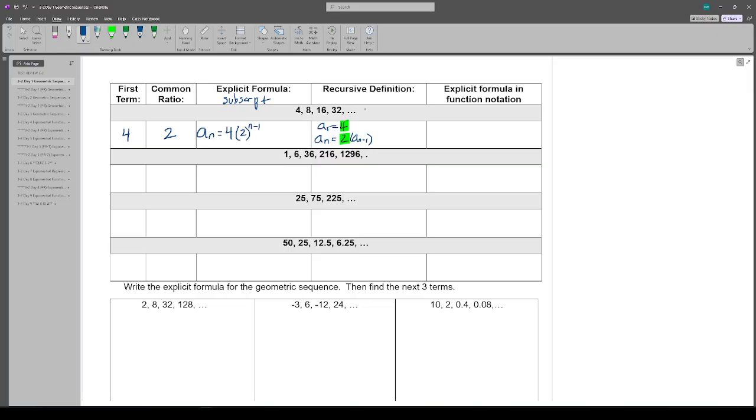And then function notation here just changes what we did in column 3 to put f of whatever. So f of n equals 4 times 2 to the n minus 1. It's just changing a sub n to f parentheses n, but it means the same thing. So you fill in the other 3 rows on your own and check it with Canvas.